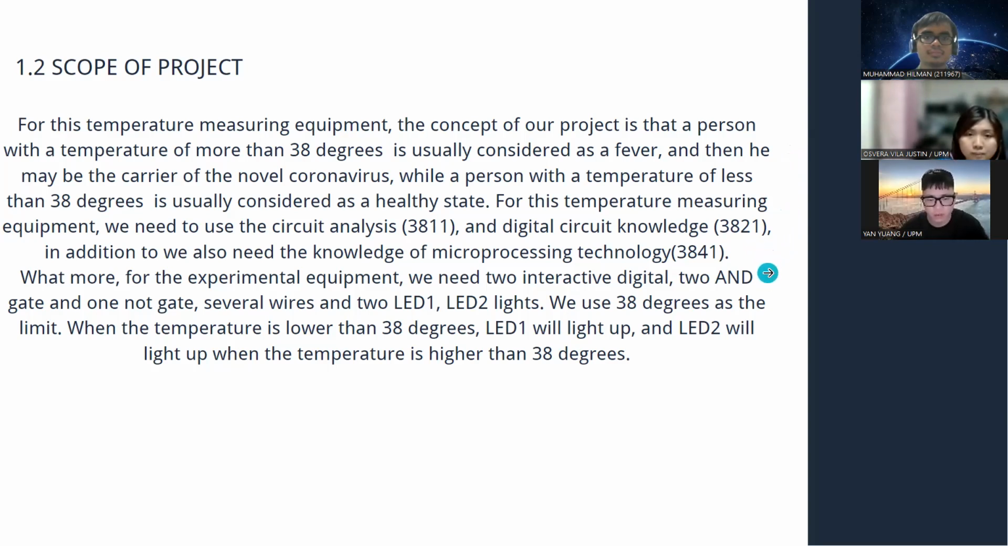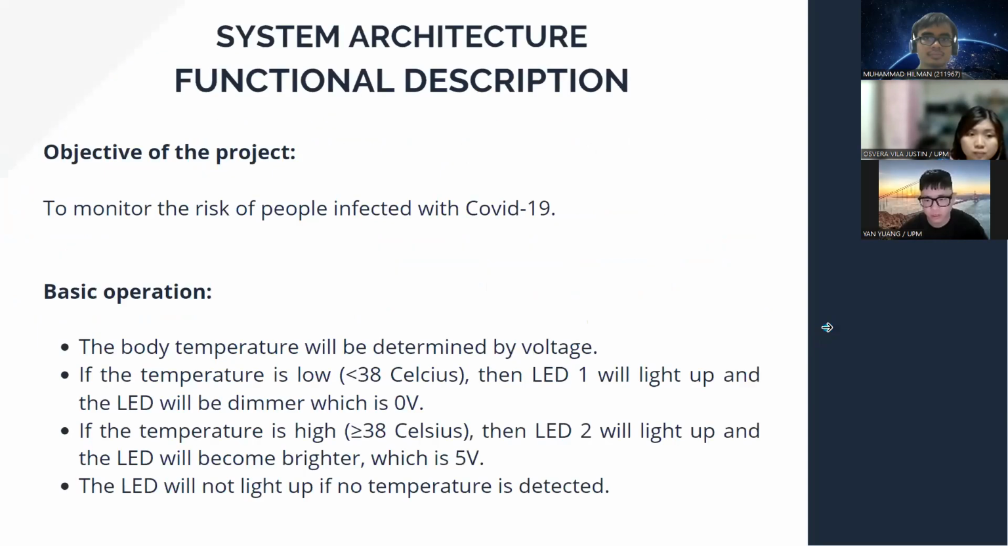What's more, for this equipment, we need interactive digital components, 2 AND gates and 1 OR gate, a sensor, and 2 LEDs, which are LED 1 and LED 2. We also use 38 degrees as the limit. So when the temperature is lower than 38 degrees, LED 1 will light up, and when the temperature is higher than 38 degrees, LED 2 will light up. So thank you, this is for the introduction.